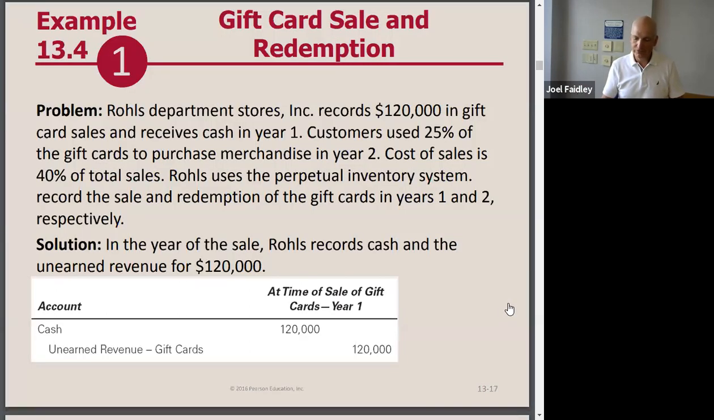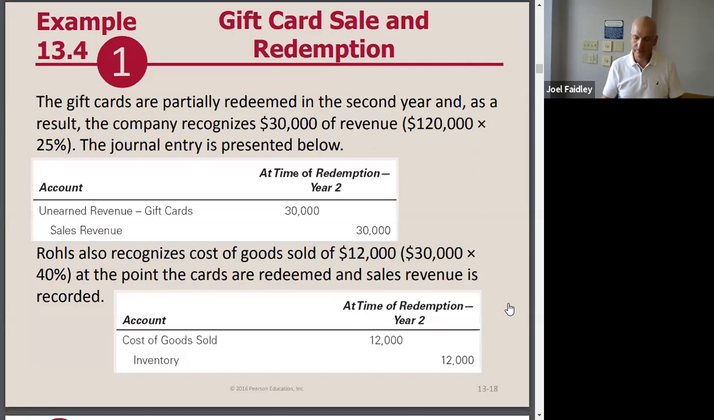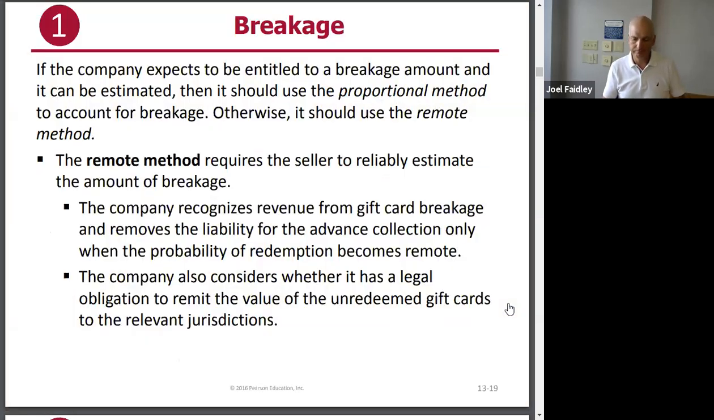All right, so again, there's a journal entry for debit cash, credit unearned revenue, gift cards. The use of the gift cards, $30,000. They also show here an example of actually recognizing the cost of goods sold, which comes out of inventory and goes to cost of goods sold, goes from your balance sheet to your income statement. And of course, the difference between sales revenue and cost of goods sold is what? That's your gross margin. So that's your income.